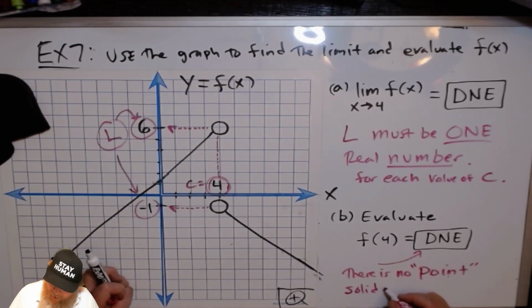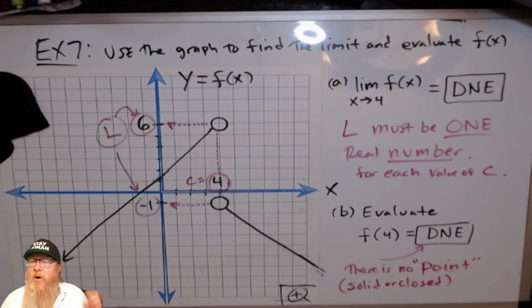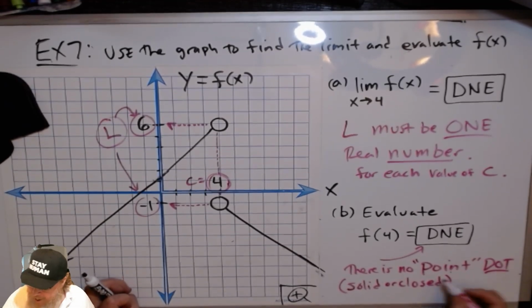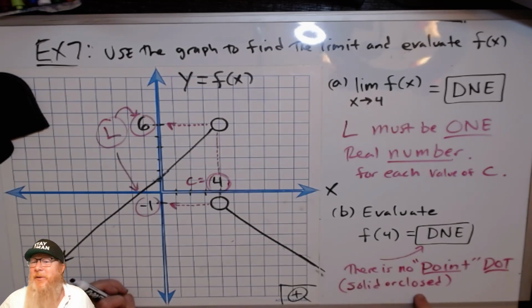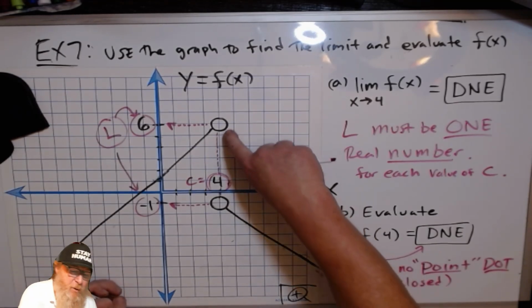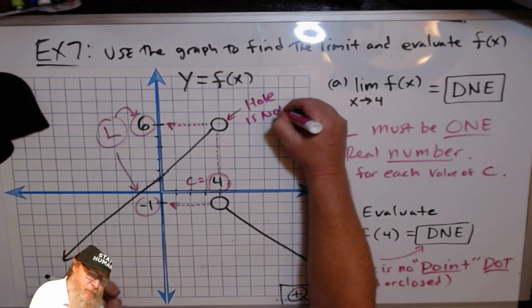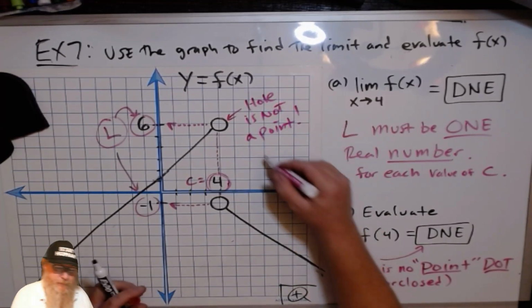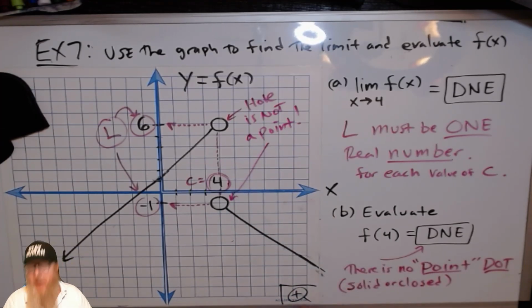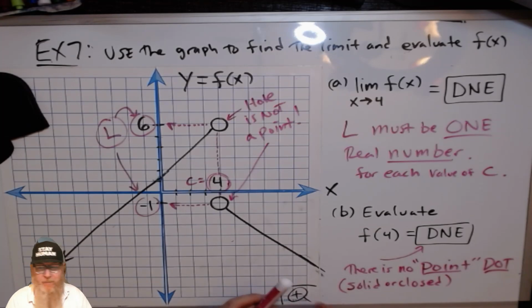solid, or closed. Those are all different ways of thinking about it. There is no actual point or dot. These are all synonyms. Sometimes we call it a point, sometimes a dot, sometimes solid, sometimes closed, right? There's an open hole. A hole is not a dot. A hole is not a point. So there is no value. The value does not exist. And so DNE, does not exist. The answer to both of these is DNE.